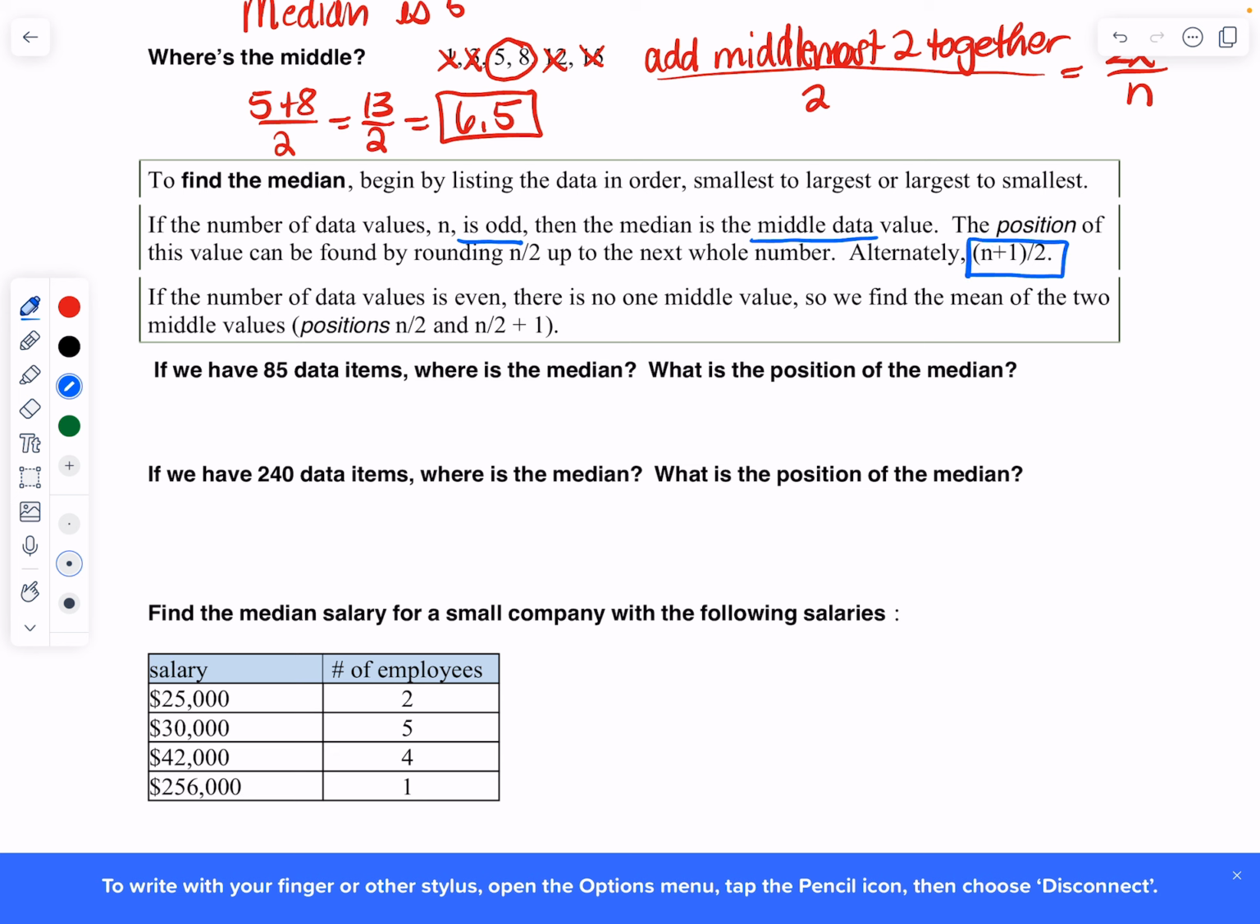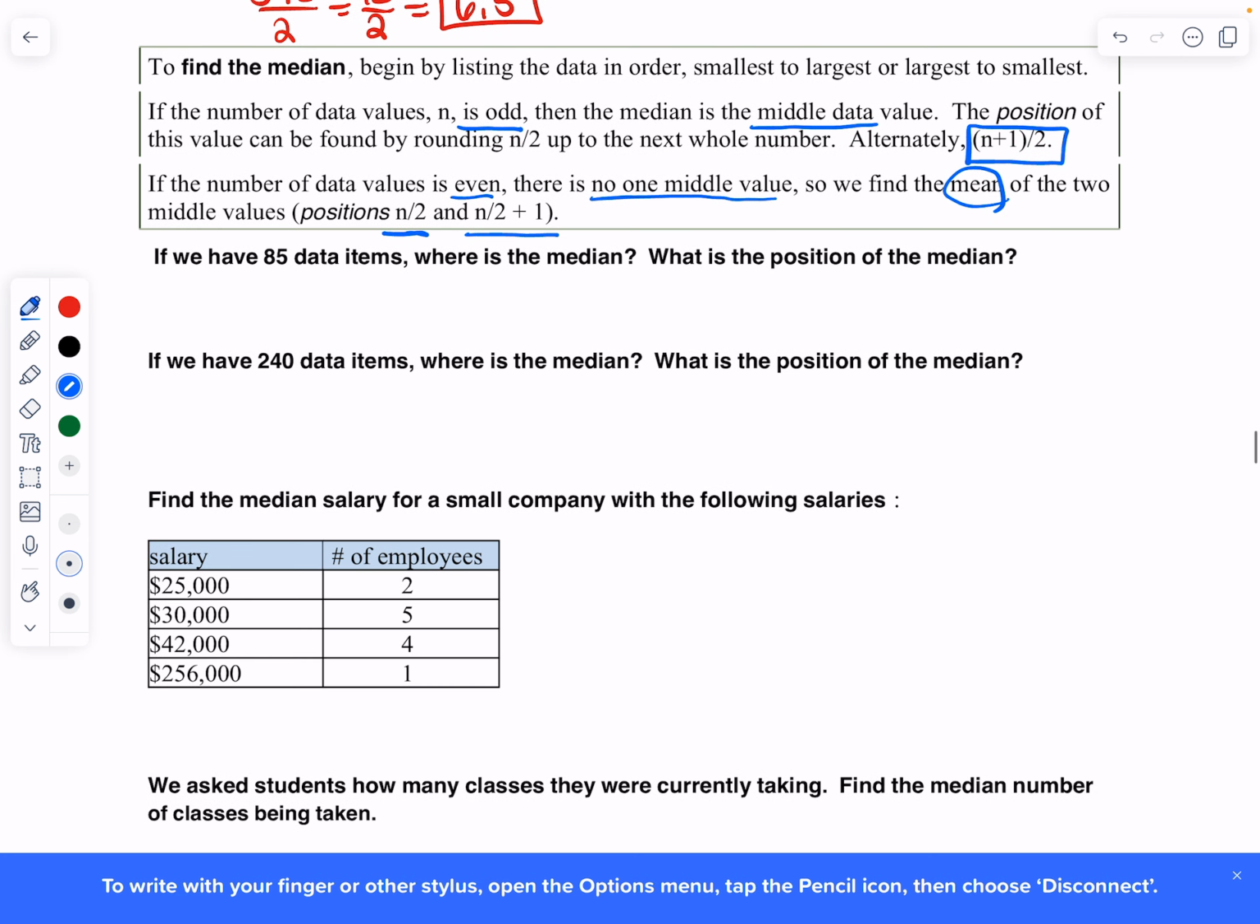And the ability to find the median's position is very handy when we have larger data sets than what we saw in those 3 examples. If the number of data values is even, then there is no middle value, so we have to find the mean. To find the 2 positions of those middle values, I do n divided by 2, that finds the first position, and n divided by 2 plus 1 finds the second position. So we're going to see this in action. Let's look at this next example.